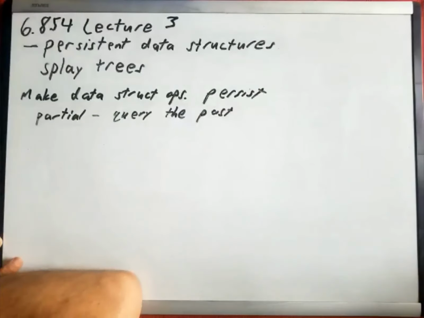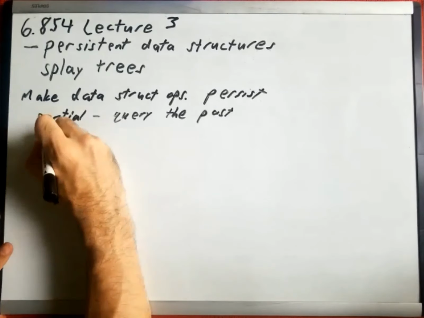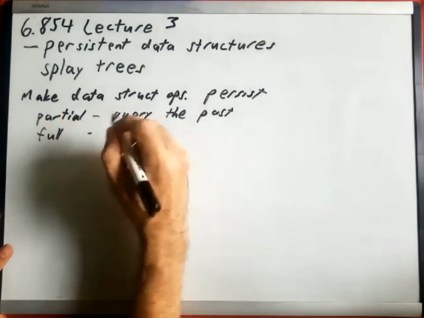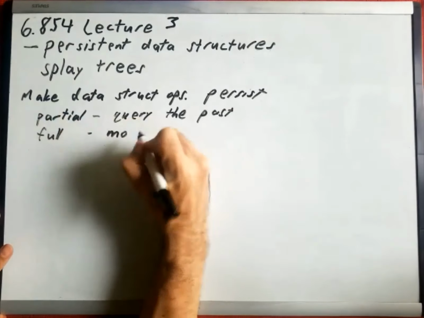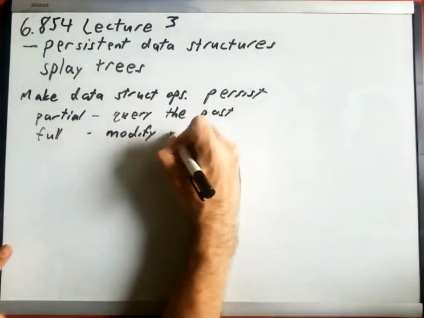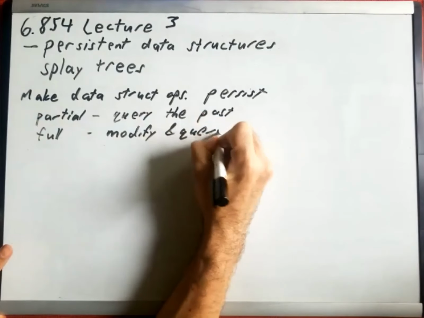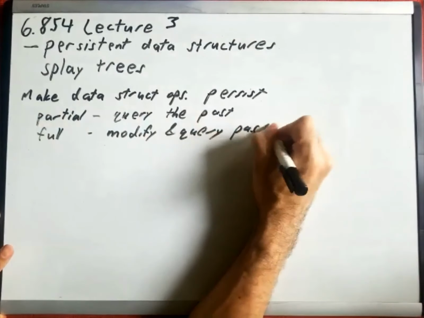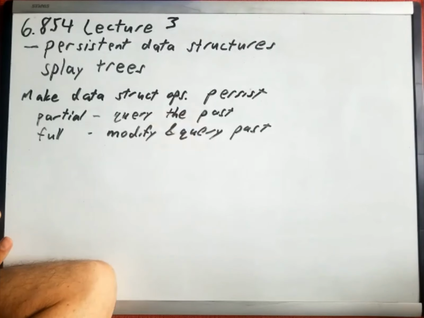So you do some operations, and then you do some more operations, and then you do a query about what the state of the data structure was before you did some of those operations. We also talked about full persistence, where you can both modify the data structure and query it in the past, but those modifications have effects that propagate forward into the present. And so you're able to query what the data structure would look like now if you made these changes in the past.